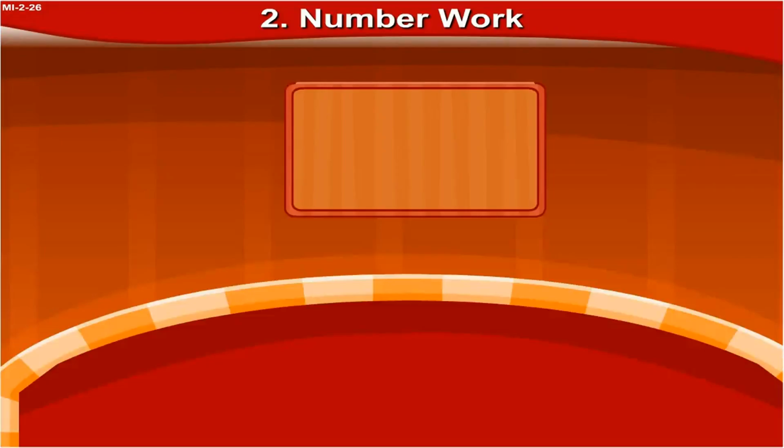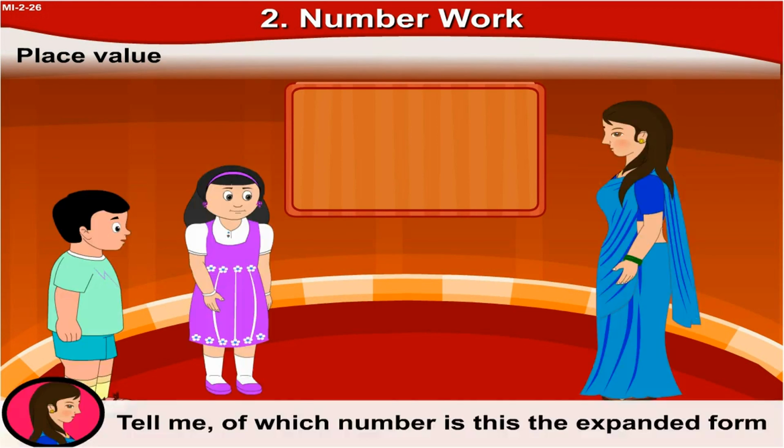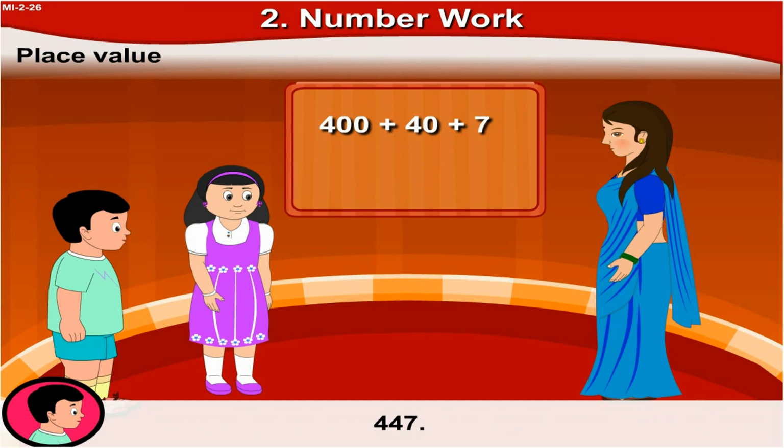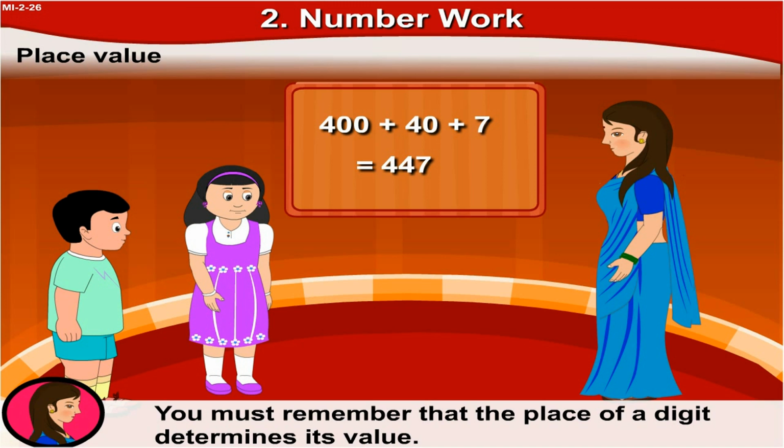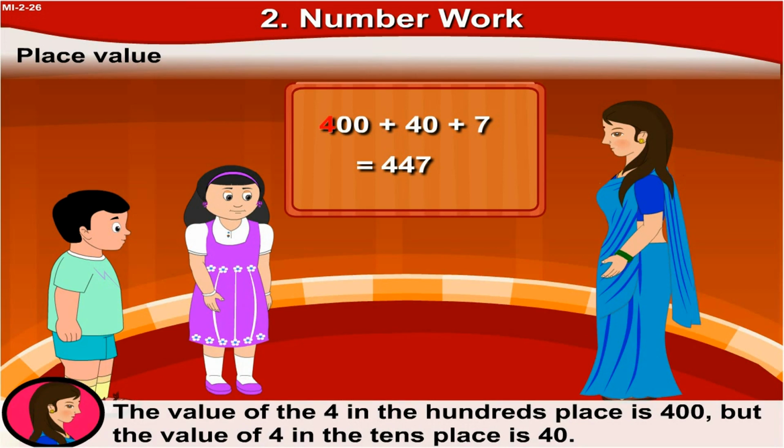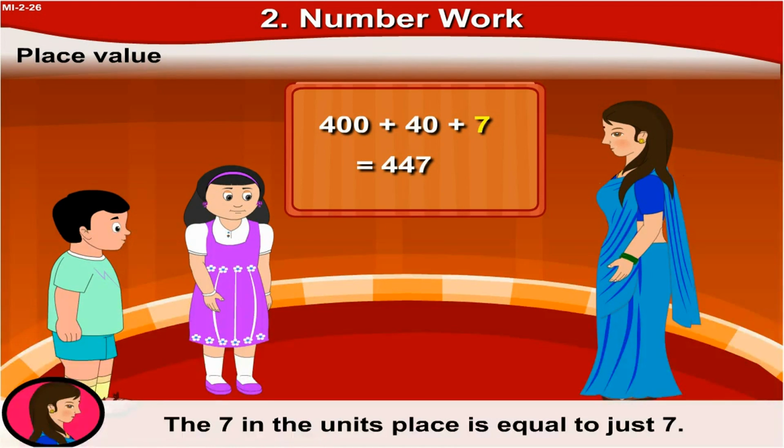Place value. Tell me, of which number is this the expanded form? 400 plus 40 plus 7? It's easy. 447. That's so funny. First we used the digit 4 for 400 and then we used it for 40. You must remember that the place of a digit determines its value. The value of the 4 in the hundreds place is 400, but the value of 4 in the tens place is 40. The 7 in the units place is equal to just 7.